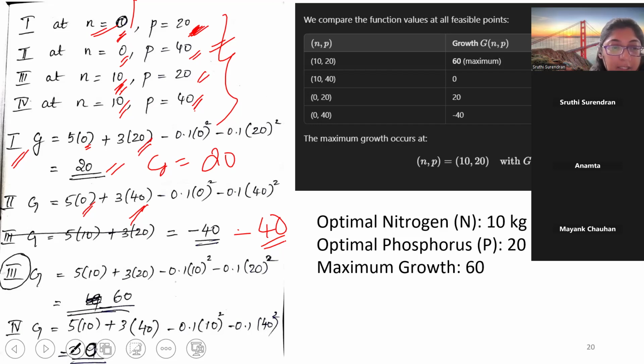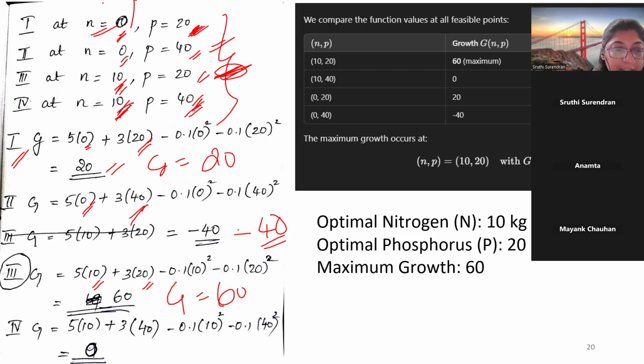Now for the third condition, we'll substitute 10 in place of n and 20 in place of phosphorus. And when we solve, we get that growth is equal to 60 when we use this condition. And for the fourth condition, that is when nitrogen is equal to 10 and phosphorus is equal to 40, when we substitute in this equation, we get the answer as 0. So there won't be any growth. So from all of these answers, the maximum value we are getting is this. Minimum value we are getting is this.